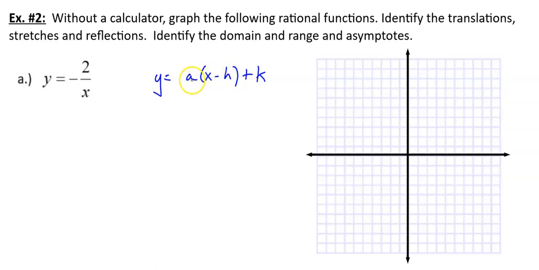Where a, the number in front, represents stretches or shrinks on my vertical axis. If it's positive, there's no reflection of the function. If it's negative, my function is going to reflect over the x-axis. H is the horizontal movement of my graph, and K is the vertical movement of my graph. So if we try to make this look like this, we can rewrite this graph.